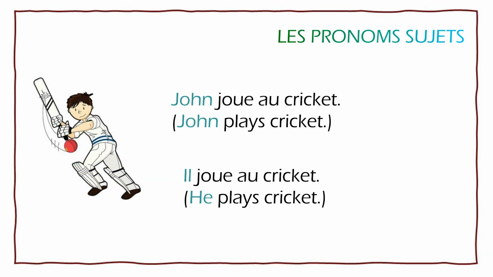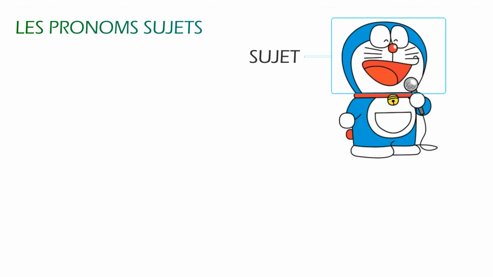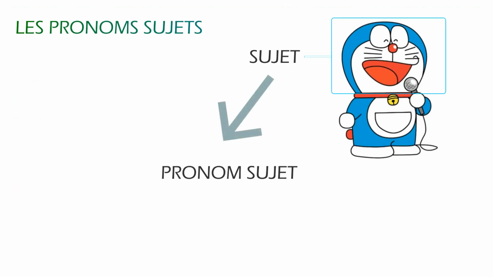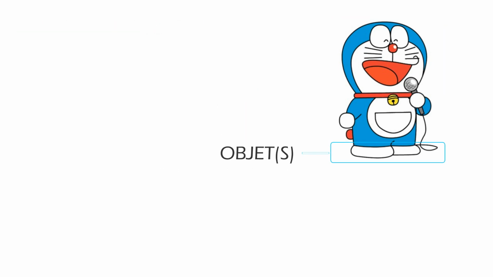For example, in this sentence, John joue au cricket. John is the subject. I can replace it with il. Il joue au cricket. So, a subject pronoun can replace a subject in a sentence. Now we need to understand the object part.